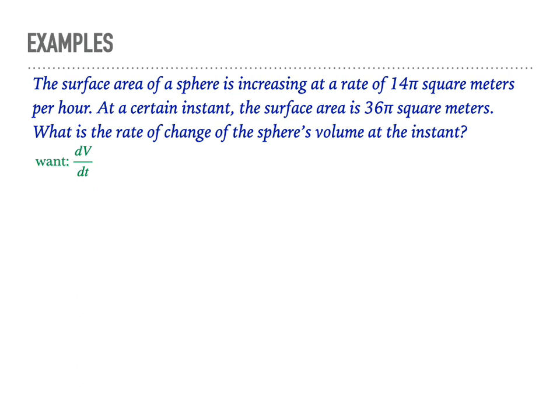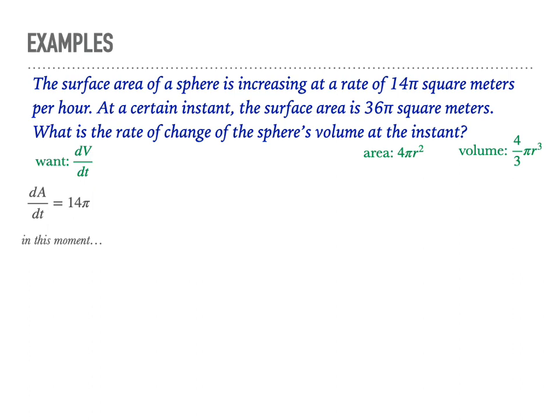So as you can see, we want the rate of change of the sphere's volume, so dV over dt. Now, two really helpful formulas that we'll be using are the surface area of a sphere, but we're just going to say area for short, which is 4 pi r squared, and the volume, which is 4 over 3 pi r cubed. Okay, so we're given dA over dt, which is the rate of change of the area with respect to time, which is 14 pi square meters per hour.